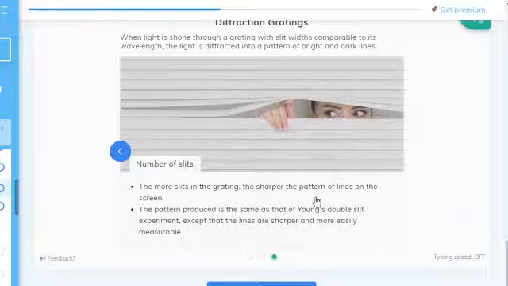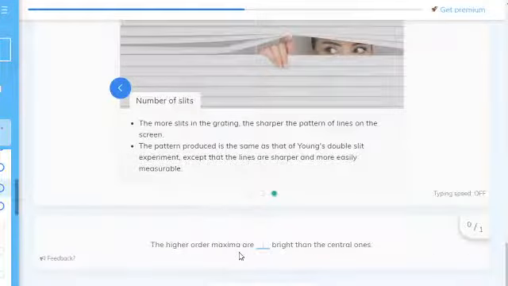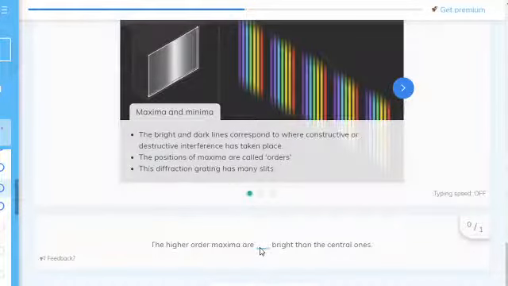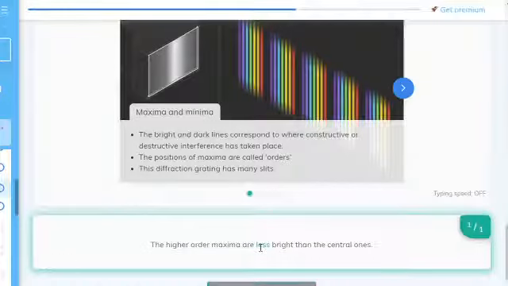Number of slits. The more slits in the grating, the sharper the pattern of the lines on the screen. The higher orders of maxima are less bright than the central ones.